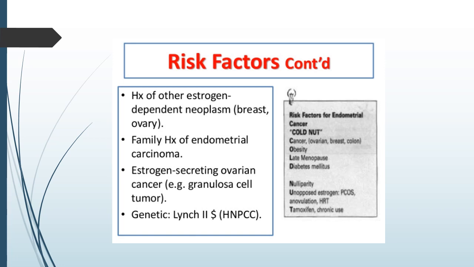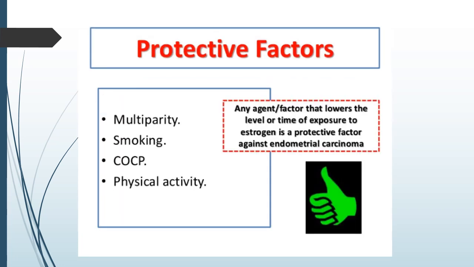Now, for risk factors, there is one mnemonic: COLD NUT. C for cancer: ovarian, breast, colon. O for obesity, L for late menopause, D for diabetes, N for nulliparity, U for unopposed estrogen, and T for tamoxifen. So when we evaluate a case, we can use this mnemonic, or we can evaluate all these types of risk factors in the history of the patient suspected of endometrial carcinoma.